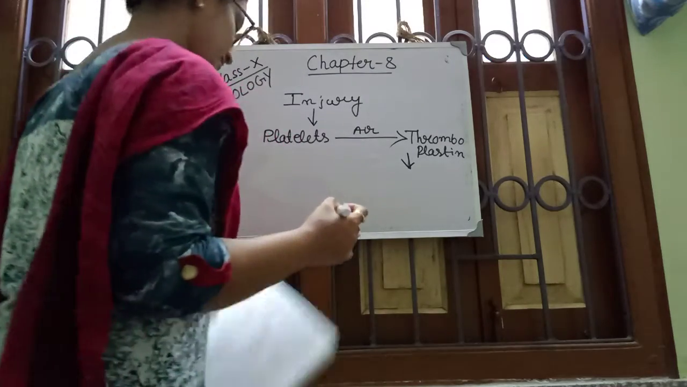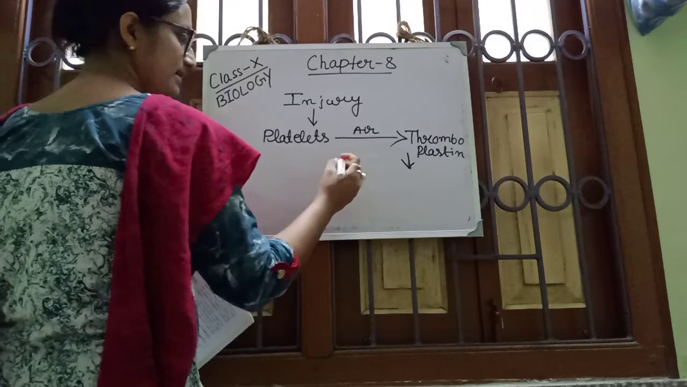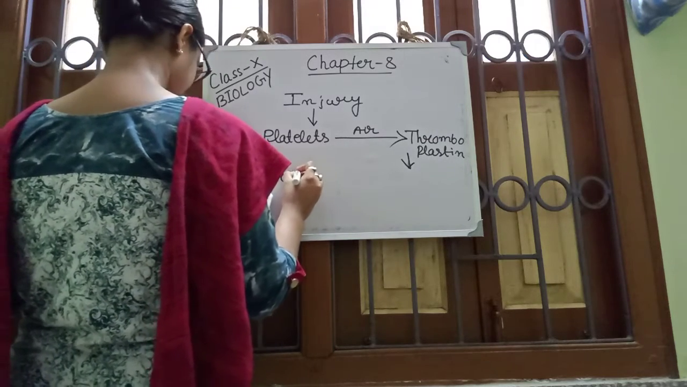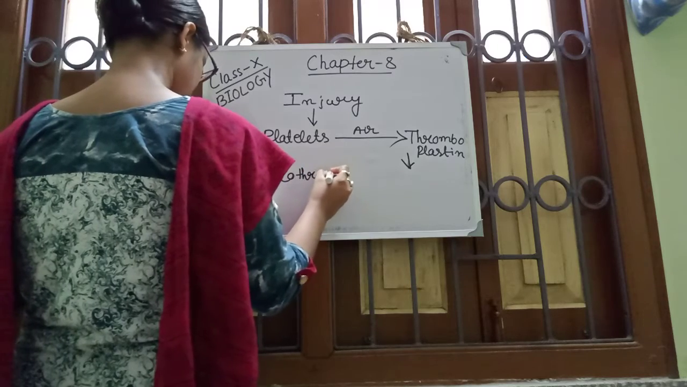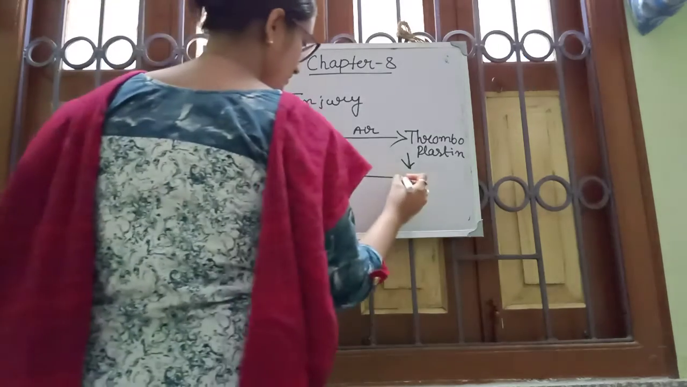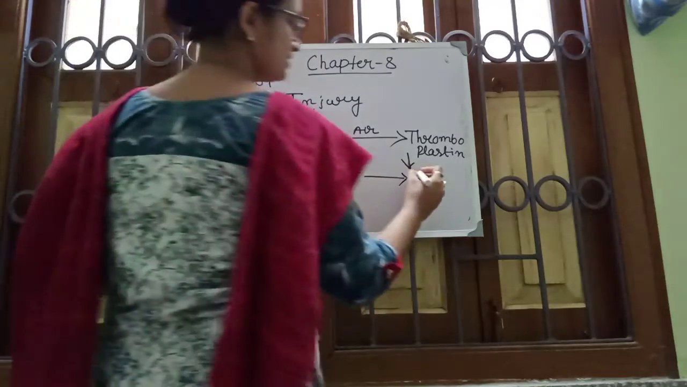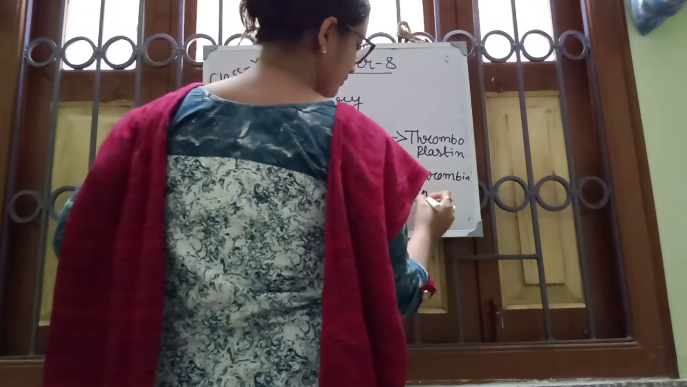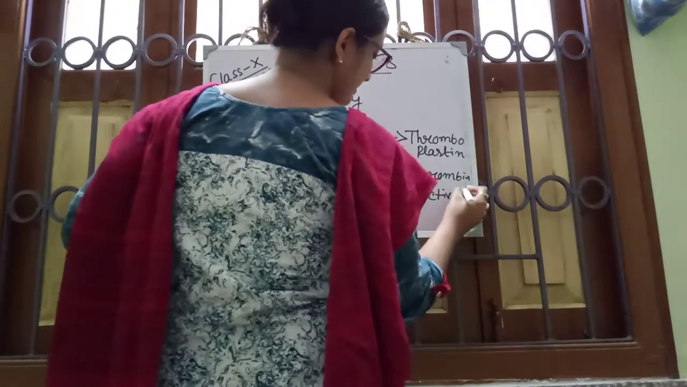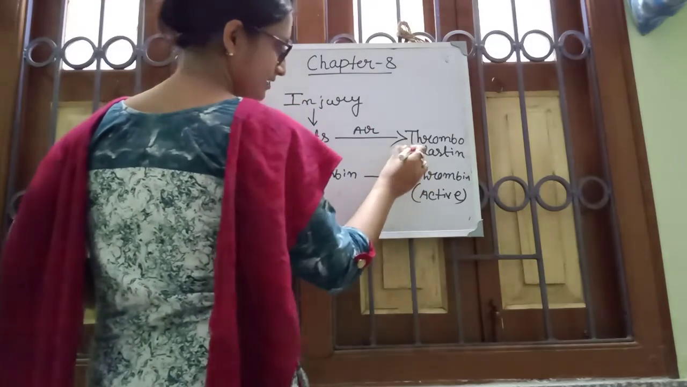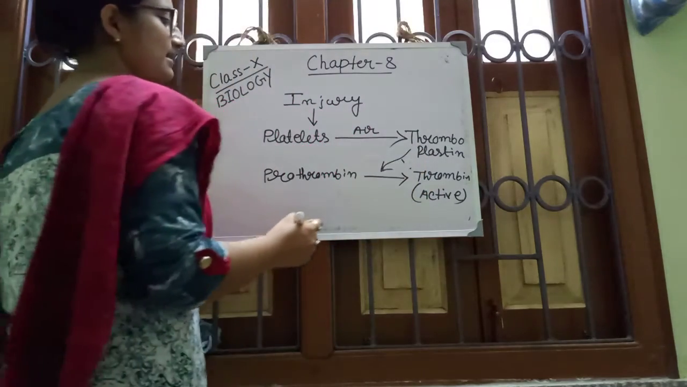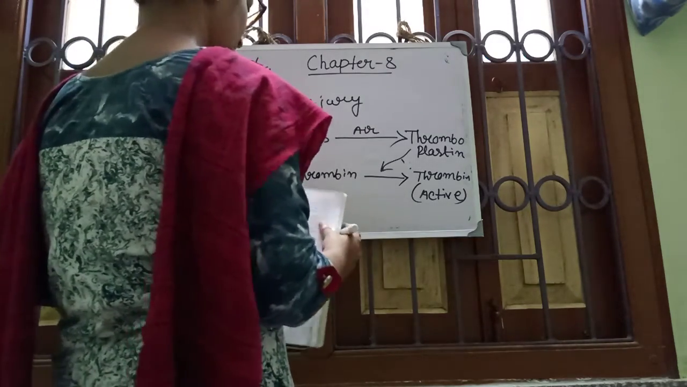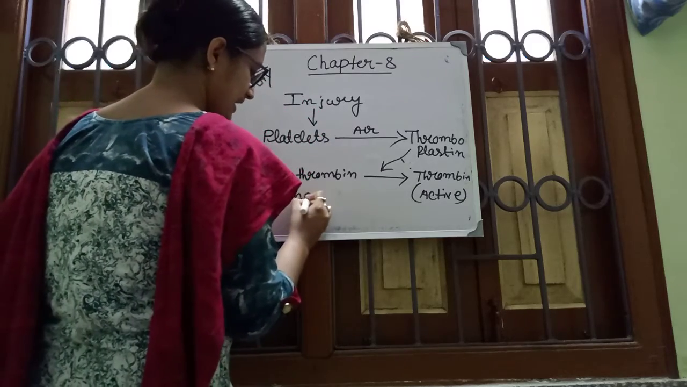This releases the prothrombin activator. With the prothrombin activator, prothrombin, the inactive state, becomes thrombin, the active protein. How does it become active? Through the thrombin activator.